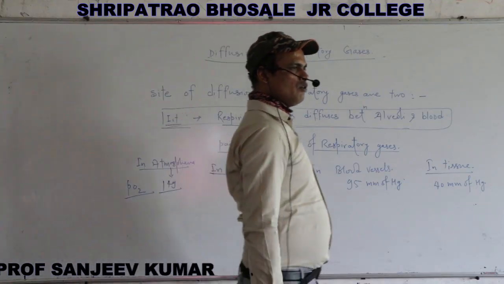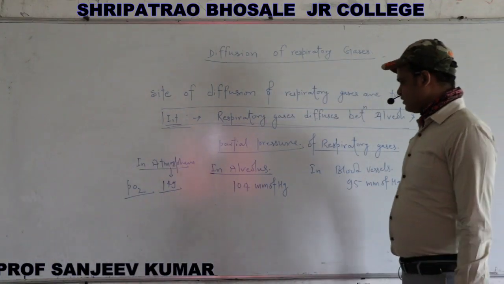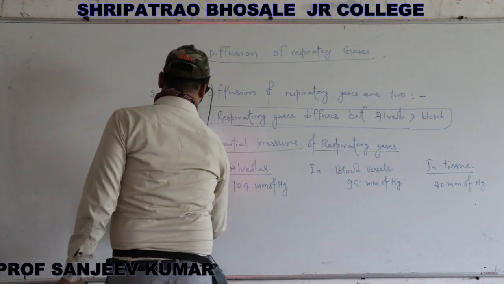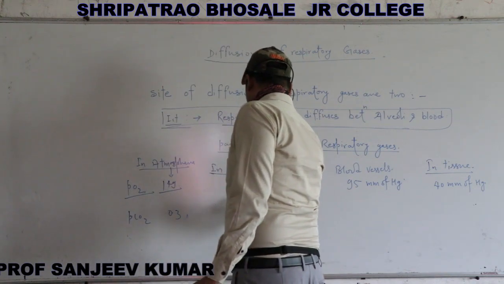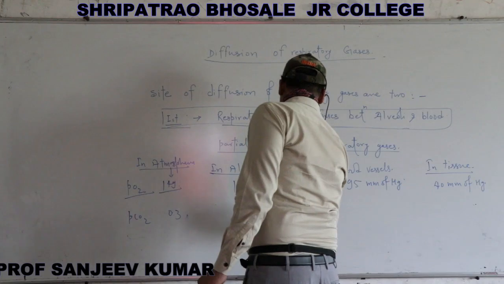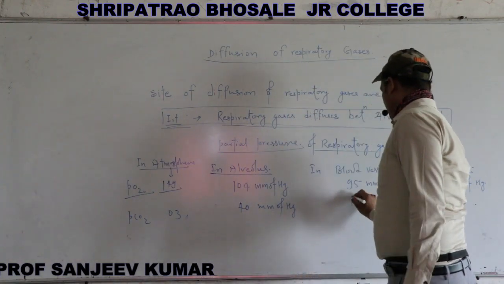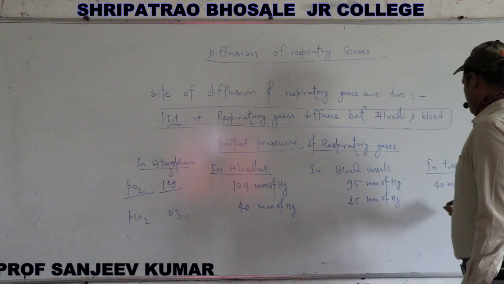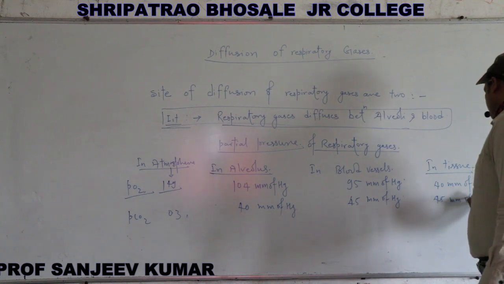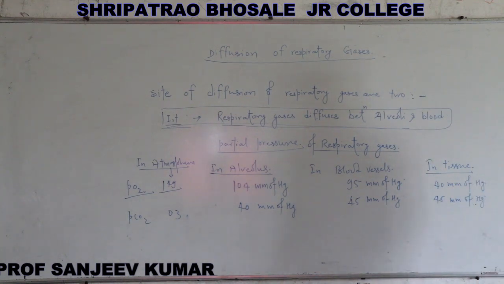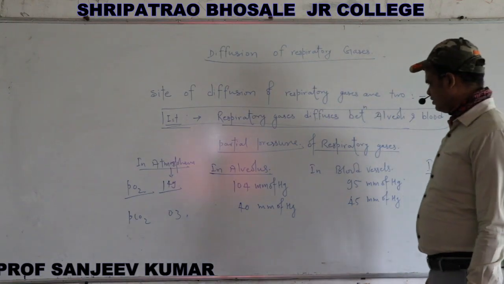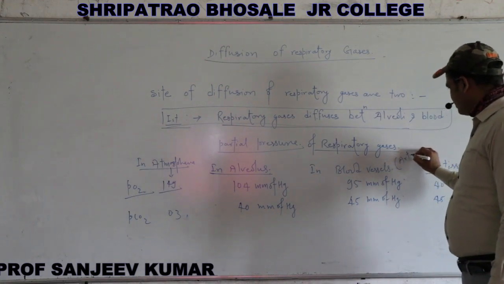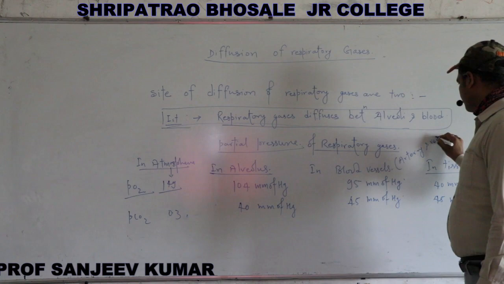Similarly, for the partial pressure of CO2, in the atmosphere it is approximately 0.3, in alveolus it is 40 mm of Hg, in blood approximately 45 mm of Hg, and at tissue 45 mm of Hg. So, the blood vessels here are artery and vein.